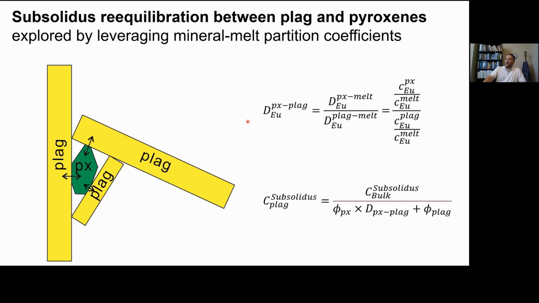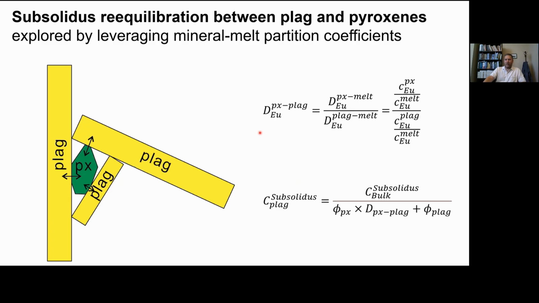Diffusively. And the way that we were able to model that is by simply taking the ratios of pyroxene melt and plagioclase melt partition coefficients. You remember the definition of the partition coefficient has the melt term in the denominator for both of these. And so these terms cancel. And so by taking this ratio for the pyroxene and plagioclase melt, we can calculate two mineral partition coefficients that can then be extrapolated to subsolidus conditions.